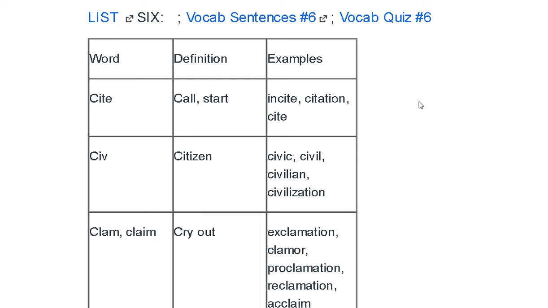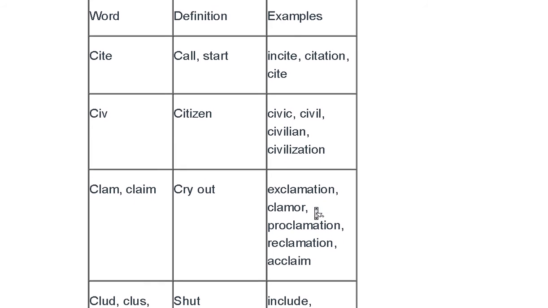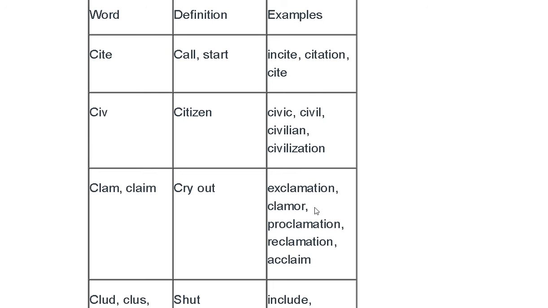For your vocab lesson number 6, here are the words. The first one, cite. These are the root words. Cite as a root means to call or to start.